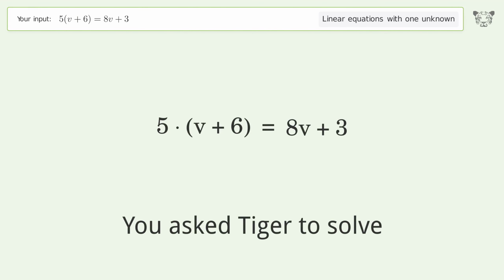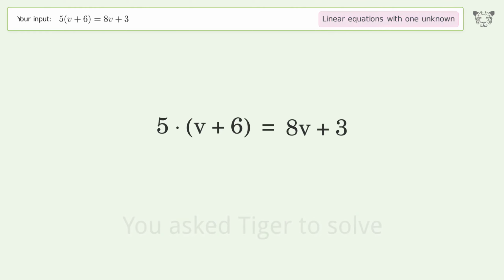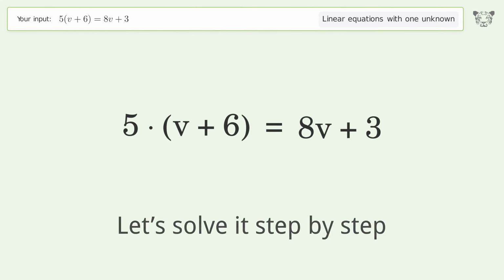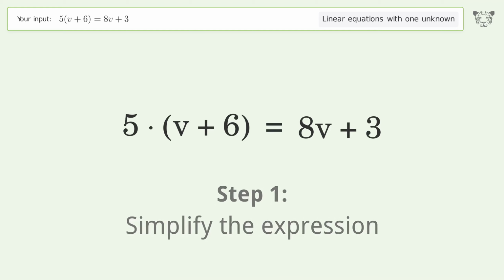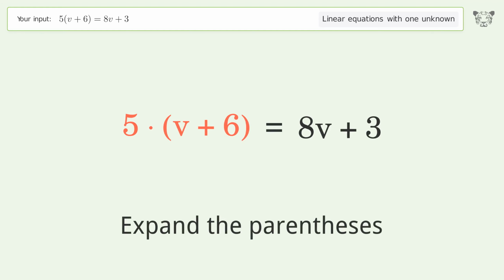You ask Tiger to solve. This deals with linear equations with one unknown. The final result is v equals 9. Let's solve it step by step. Simplify the expression. Expand the parentheses.